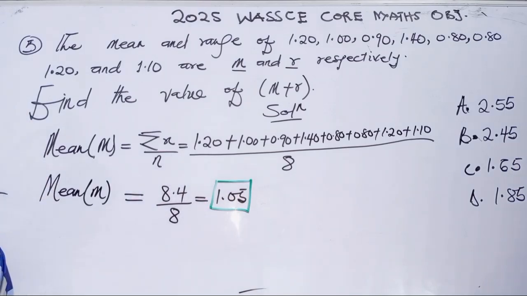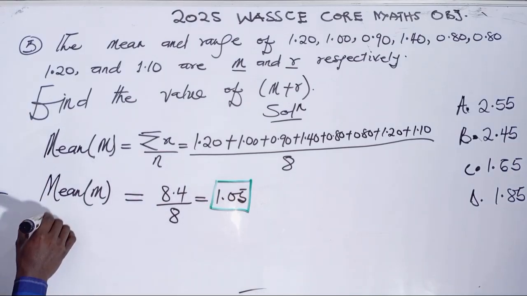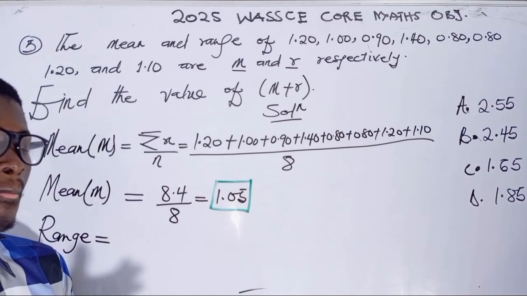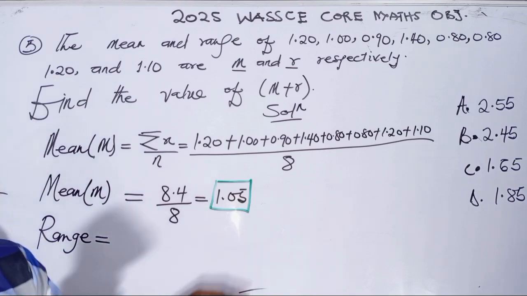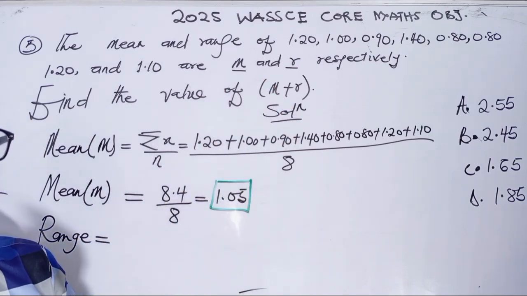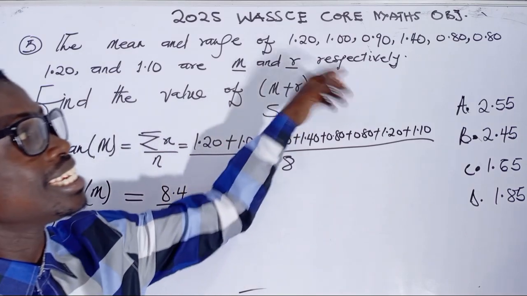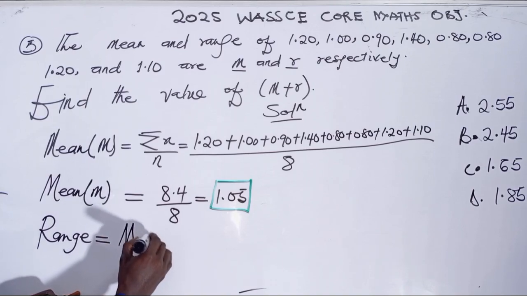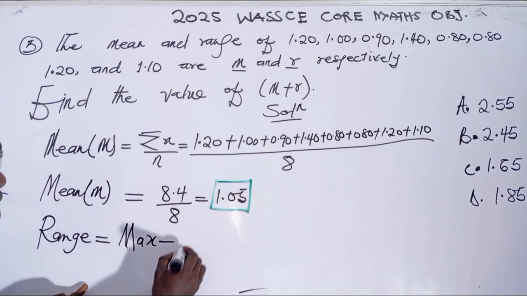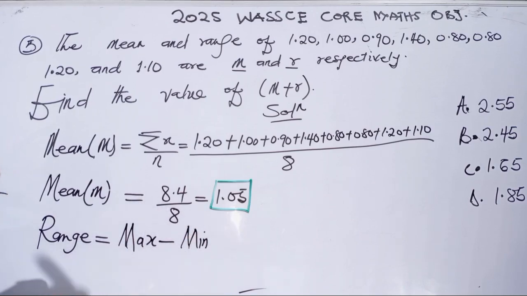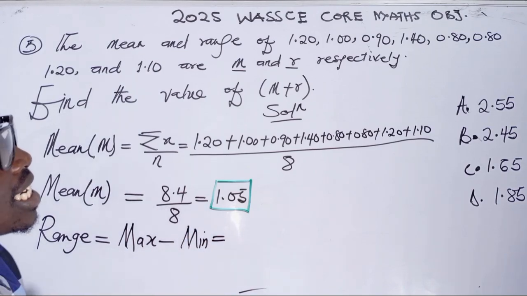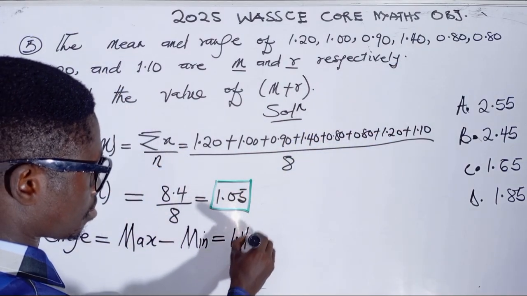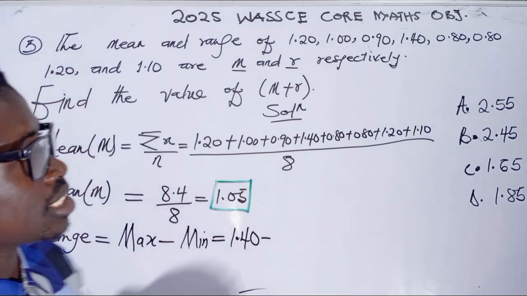Now let's move on to the range. When we talk about the range, we are referring to the difference between the maximum value and the minimum value from the data set given. In other words, it is the difference between the greatest value and the least value from the data set given. Since we are talking about the difference, we are going to subtract the minimum value from the maximum value. So from the data set, the maximum or the greatest value is 1.4 and the least value is 0.8.